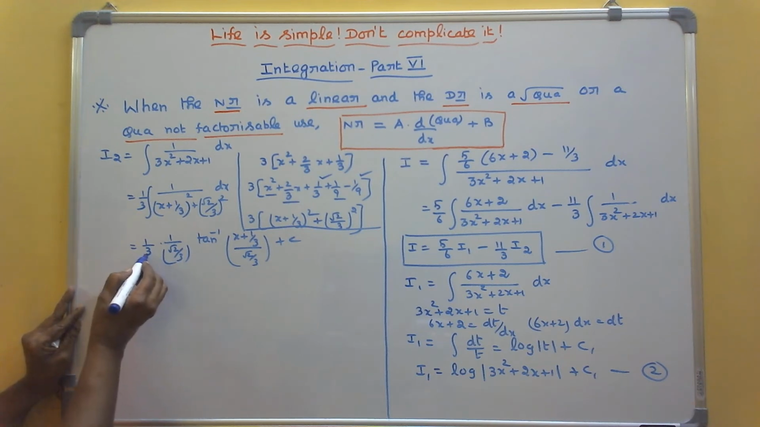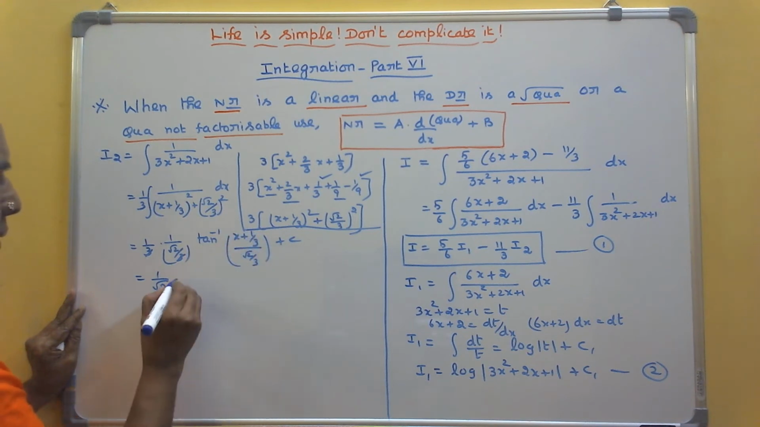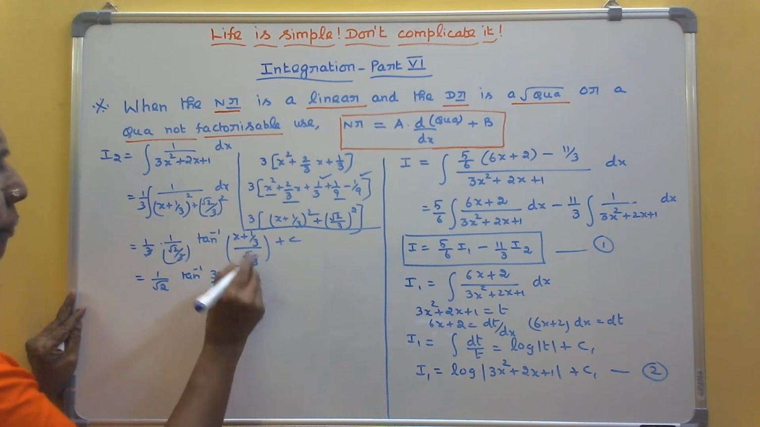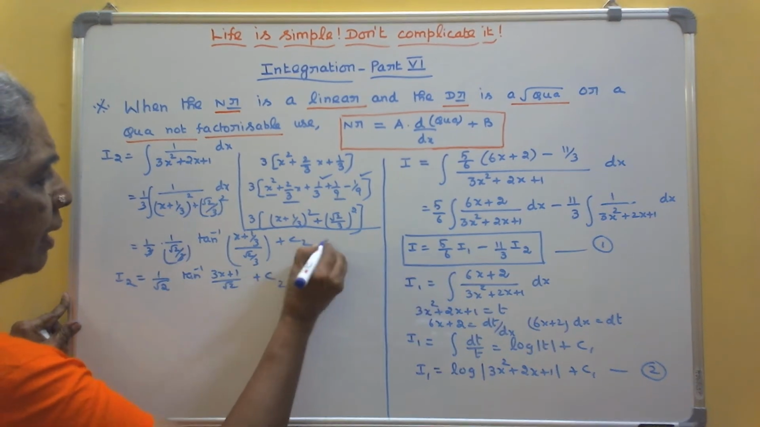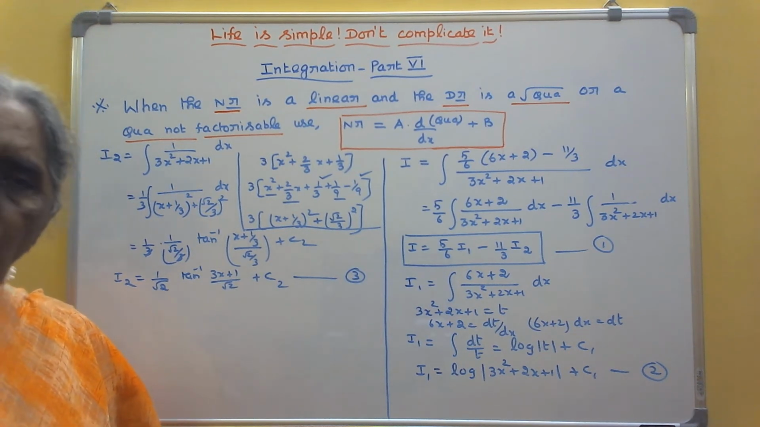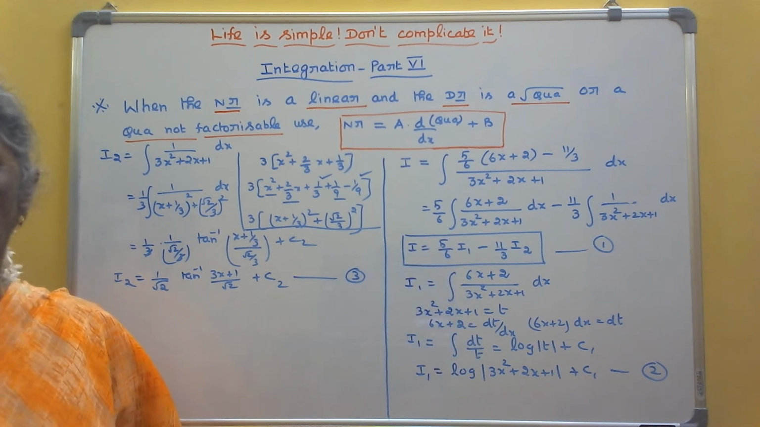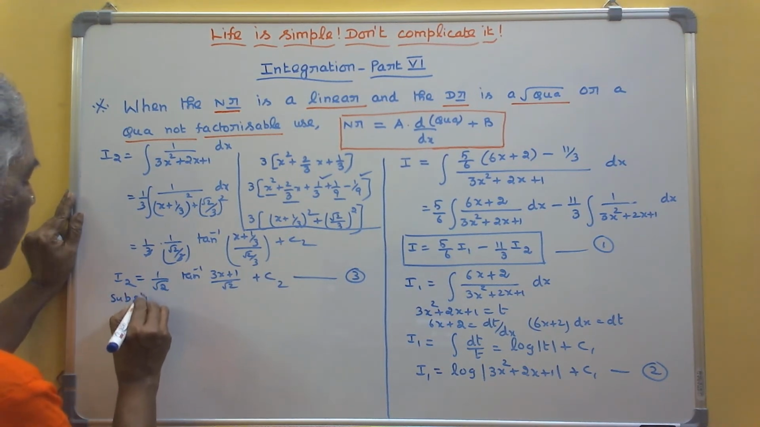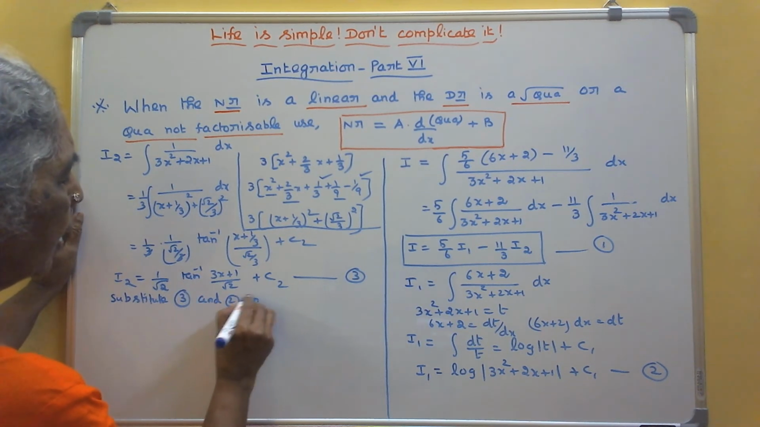Here this 3 and this 3 will go, so I will get 1 by root 2. Okay, then here if I take 3 as LCM, I will get here 3x plus 1 by root 2. This 3 and that 3 will go, plus c. This is my I2, C2, sorry, C2 you write, and this you put as step 3. Now we have to substitute C2, 3 and 2 in your 1, isn't it? You have done like this already. So now you substitute 3 and 2 in 1.